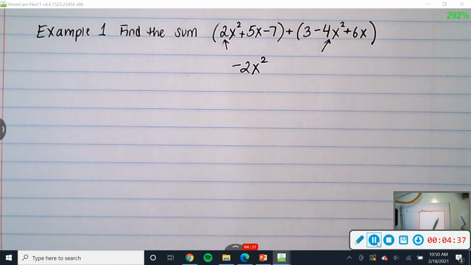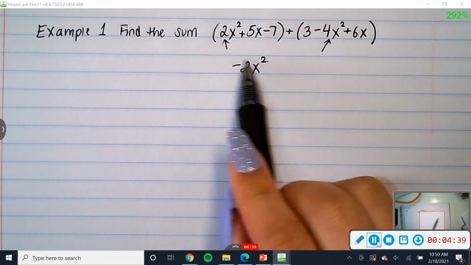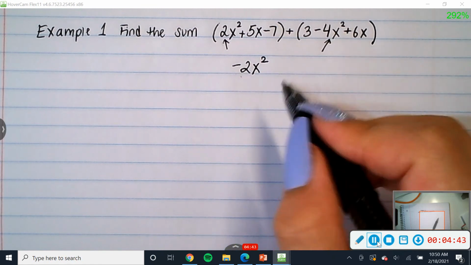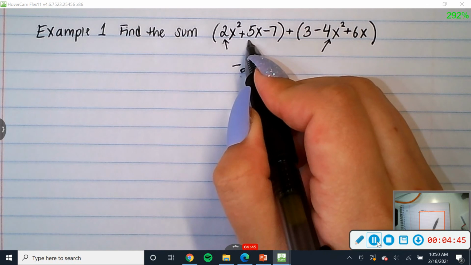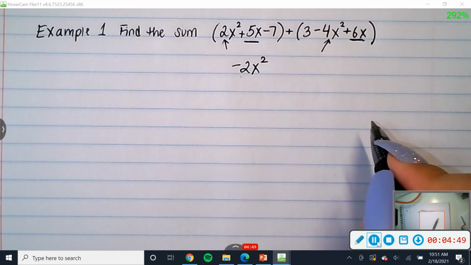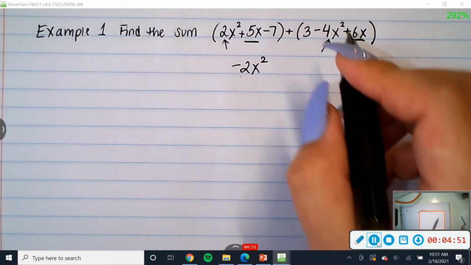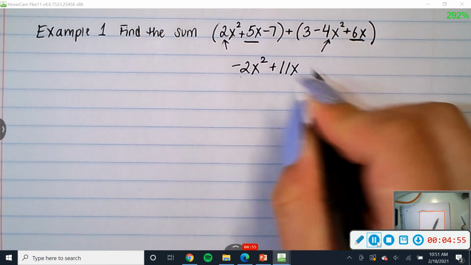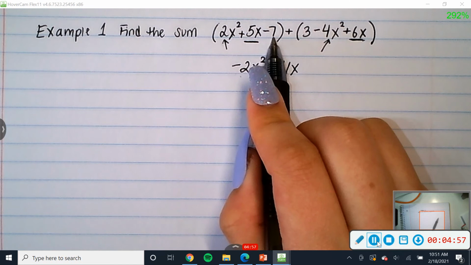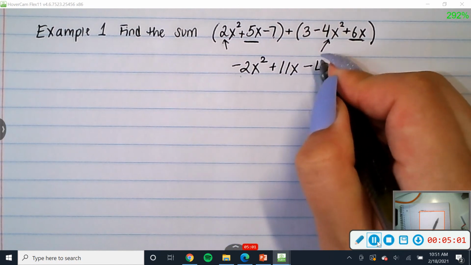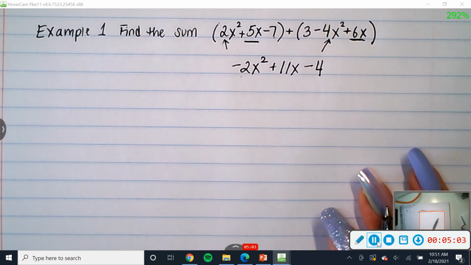Whenever you add or subtract, you only change the number in front. Nothing about the variable or exponent changes. Next, I see that we have this 5x and 6x. So I can add those together. Same variable, same exponent. So that combined is plus 11x. And then finally, I can add my numbers together. So negative 7 plus 3, I can add those together. So that will be minus 4 at the end of it.